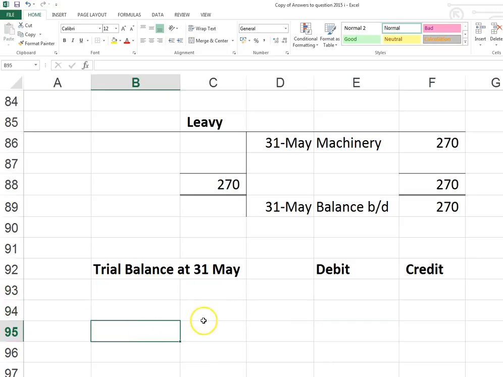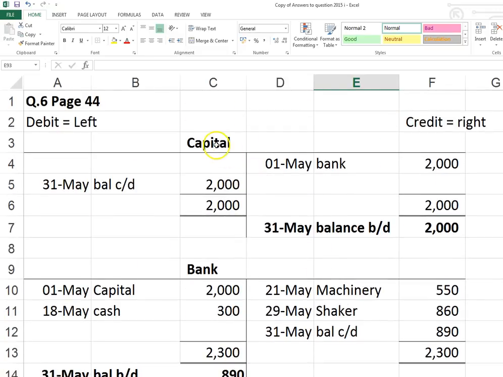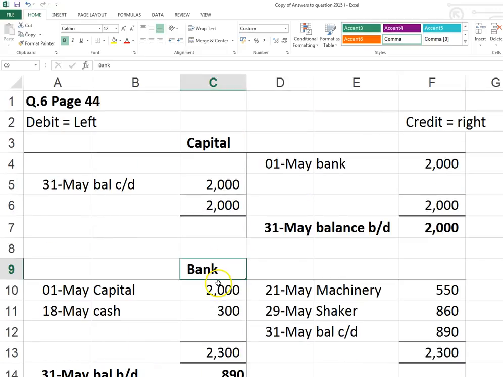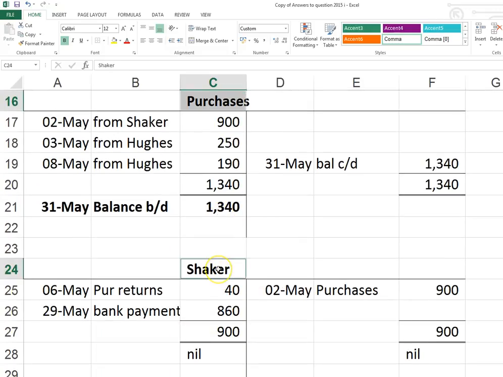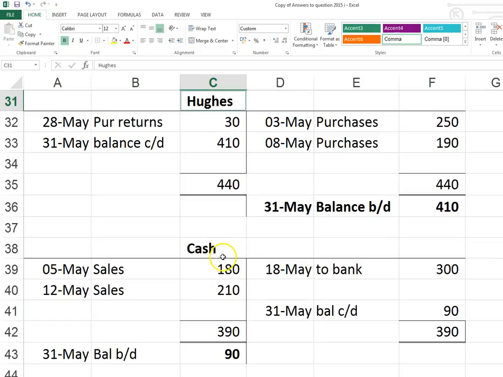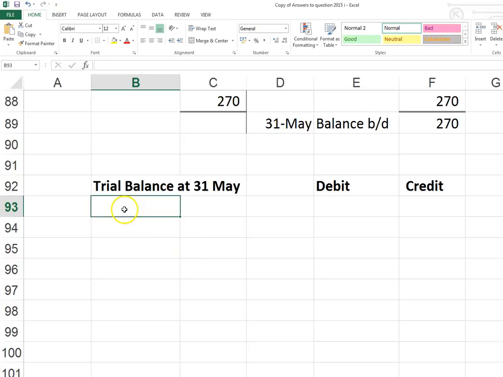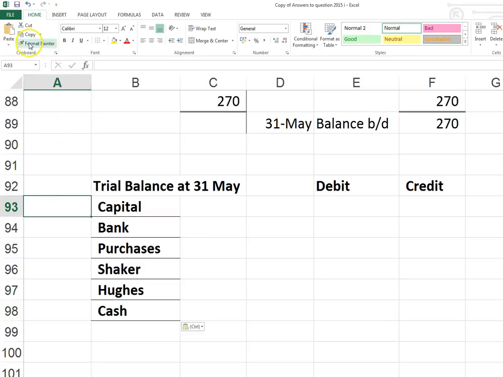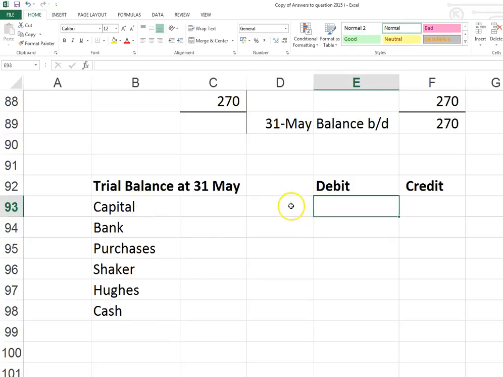So we're going to list the accounts down, and we're going to put in the balance brought down there. So the first two T accounts: capital, bank, purchases, Shaker, Hughes, and cash. So we come down here, just list them down, change the format of them, and we put in the balance brought down. For each T account, the amount goes in.